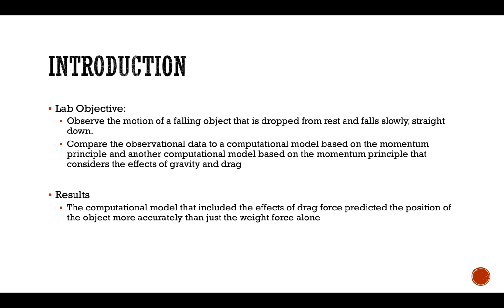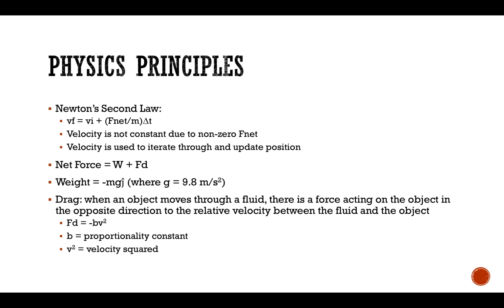The first model used the momentum principle and considered the effects of the gravitational force acting on the object. The second computational model was also based on the momentum principle and looked at the combined gravitational and drag forces acting on the object. The results from the experiment found that the model that includes the effects of gravity and drag on the object was more accurate than the model that just considers F-grav alone. The physics principles behind this lab were Newton's second law and drag.